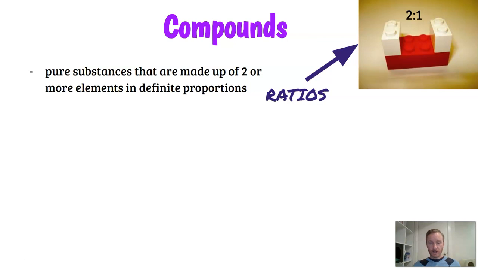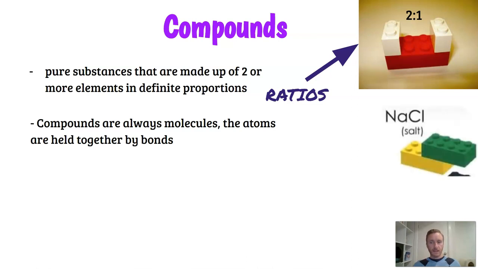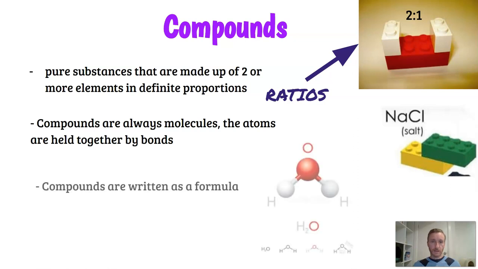And in a similar way, compounds are made up of specific ratios, and that could represent water, 2 hydrogens and 1 oxygen, that Lego model. So compounds are always molecules and the atoms are held together by strong bonds. In our Lego example here, it would be the sort of stickiness of the Lego together. And another example here would be NaCl, salt, sodium chloride. You can see the ratio is different there. It's 1:1, so that would be the ratio.